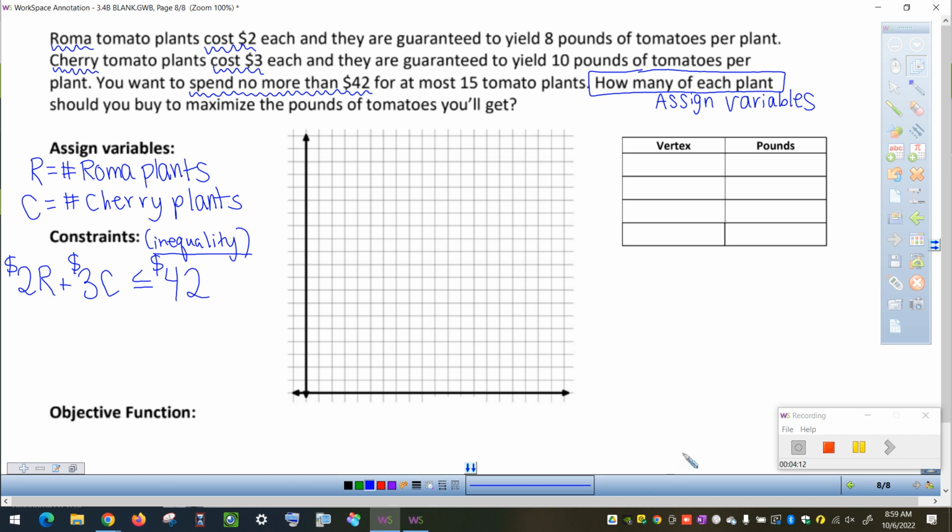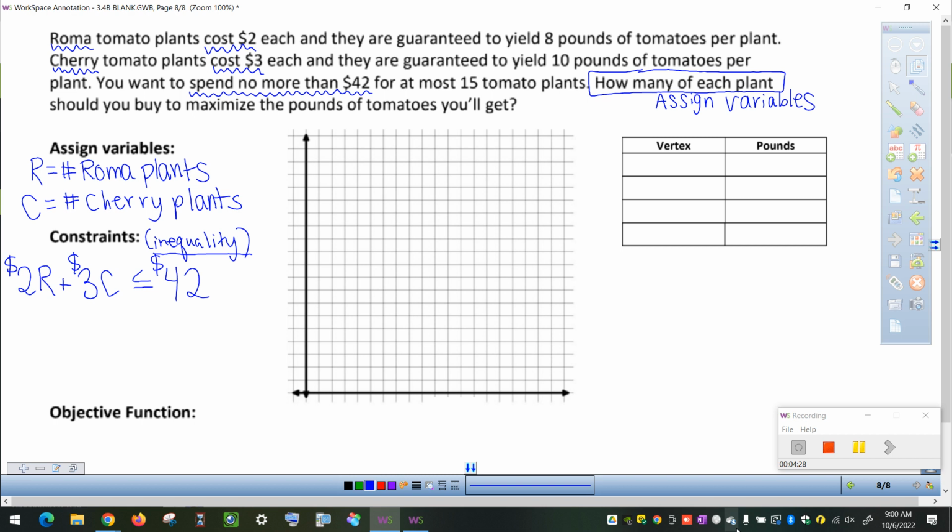Okay, so looking back at the problem, is there anything else that we're limited by? Do we have any other restrictions here? Yes. What else does it say? Most 15 tomato plants. Beautiful. Yeah, we don't actually have unlimited space. Like we couldn't have 1,000 plants. We don't have room for them all. We only have space to plant 15 of them.